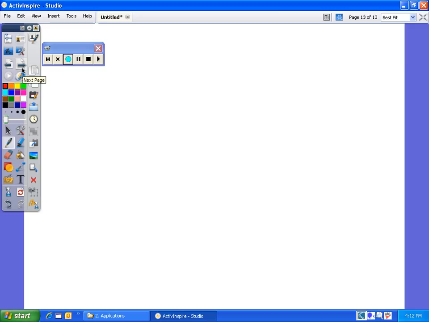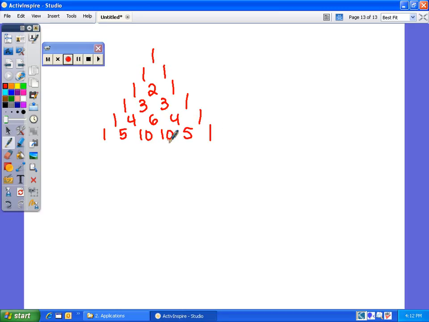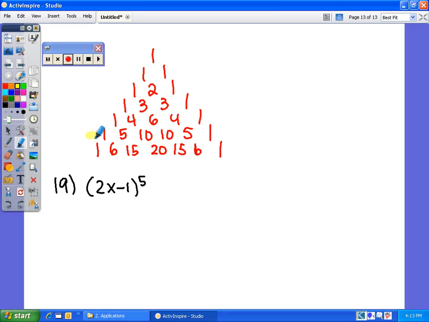Alright, expansions are based off of Pascal's triangle. So let me draw that real quick. You are only required to know Pascal's until 6. But if you decide you want to keep going, that's a pretty long, lengthy Pascal's to be doing. So that's why we only make you do it to 6. Alright, number 19 says that you need to expand 2x minus 1 to the 5th power, which means that we are looking at this row here.